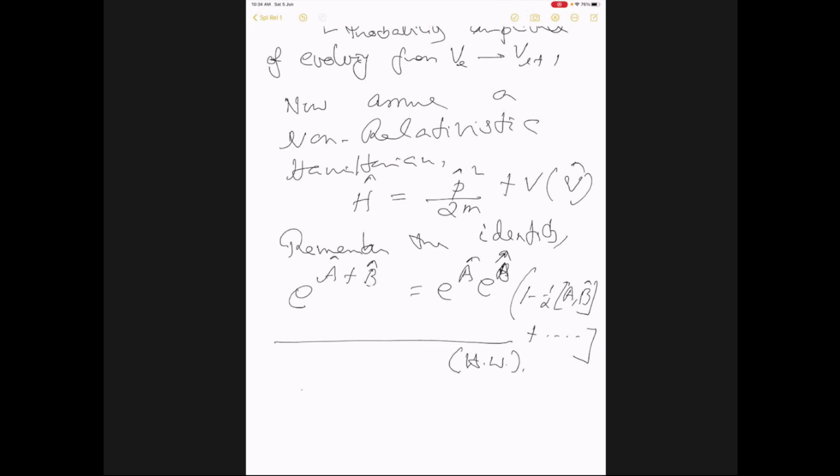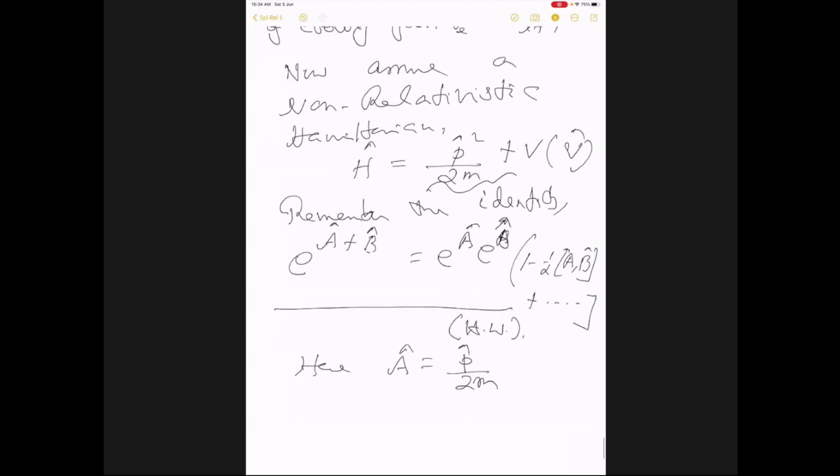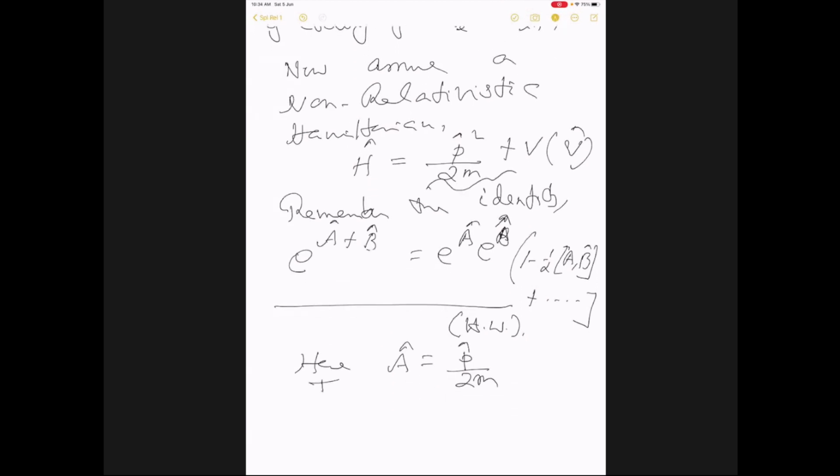Now here, A is p squared by twice m delta t. So I identified this as A, and B here, take B as V of q delta t, obviously, because you know that there is a delta t.